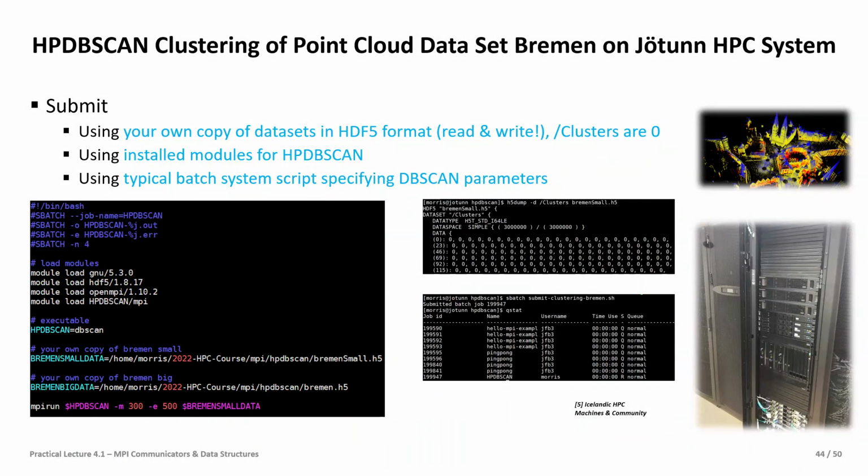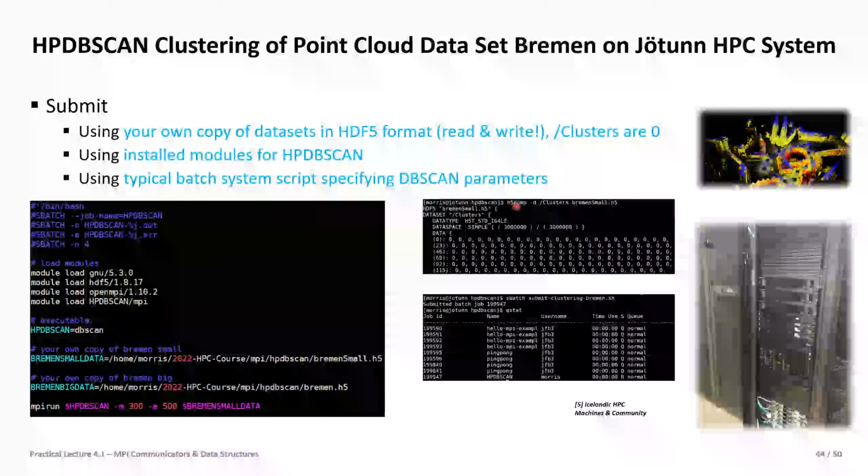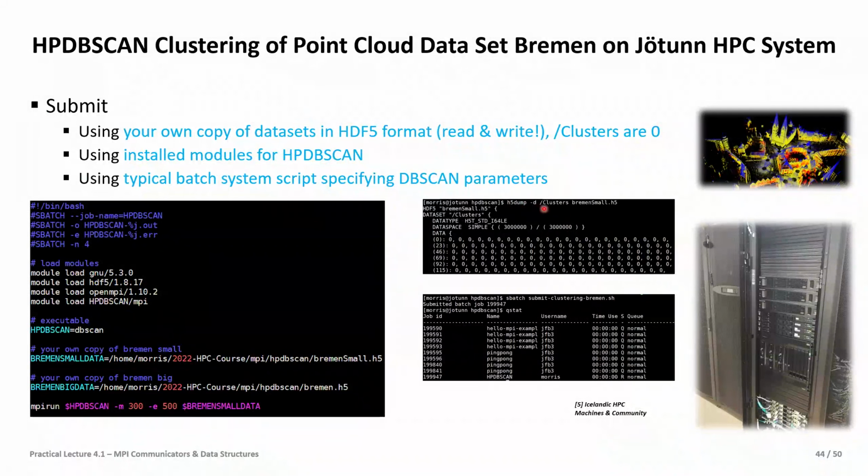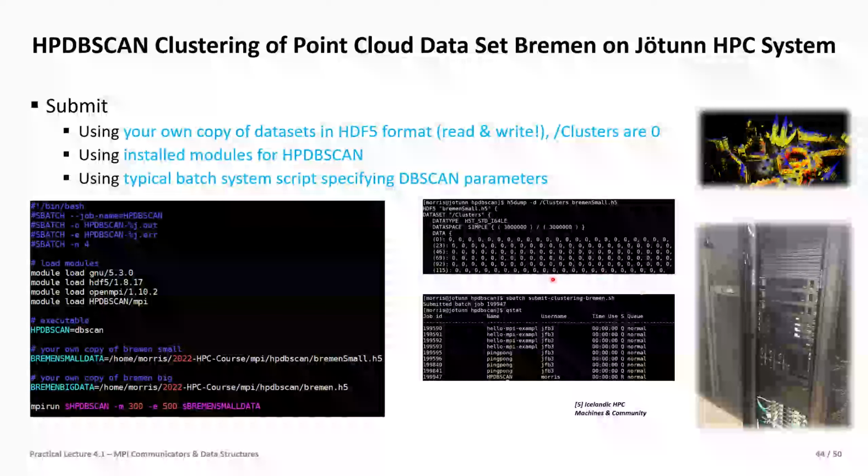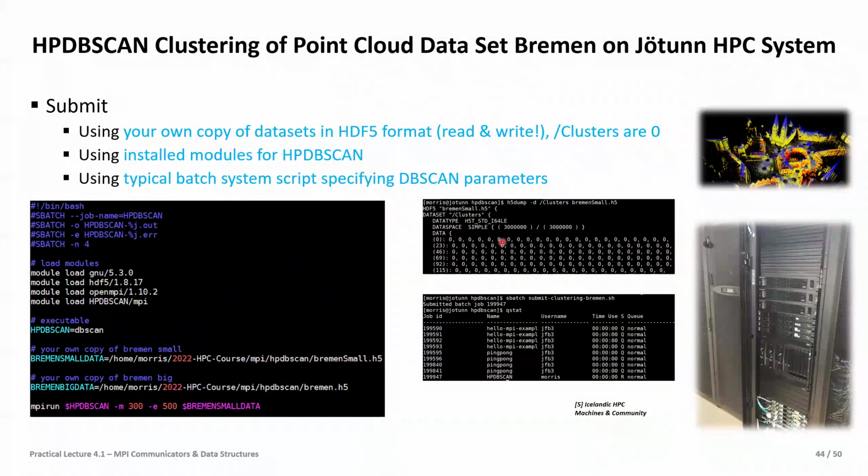You see a little bit how that works when we now use again the HDF5 dump. When we go into the clusters, you see Bremen small, essentially before we clustered the point cloud, with lots of zeros inside, so no assignment to specific clusters yet. And then we can run it with the job script I just described.